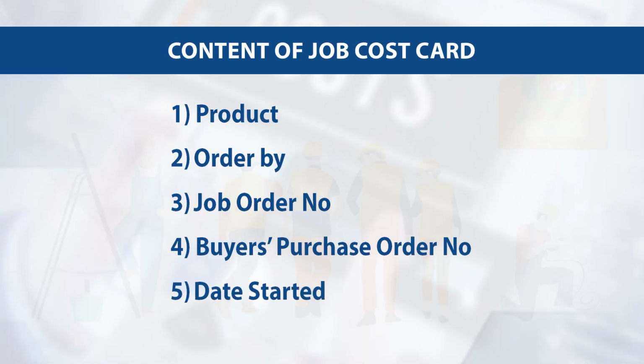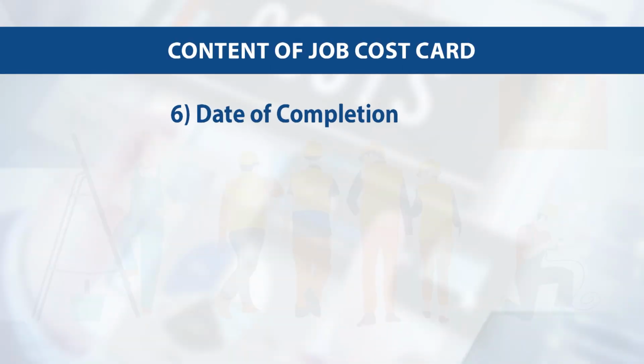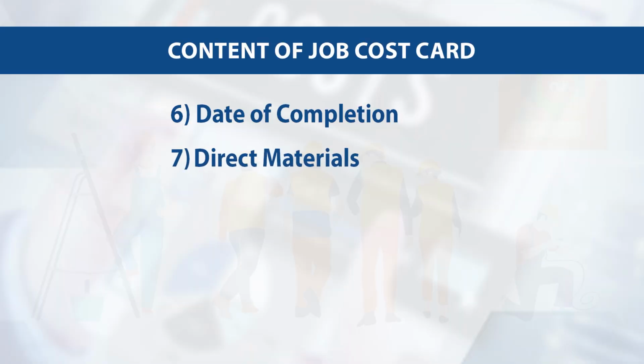Fifth, date started. To measure the difference between the time duration allotted and the time duration taken, this information is required. Thus, this date is important. Sixth, date of completion. Whether the job is completed according to the time allotted or not is known from this date. Date started and date of completion are useful to control the job order timing and to know the time difference, if any.